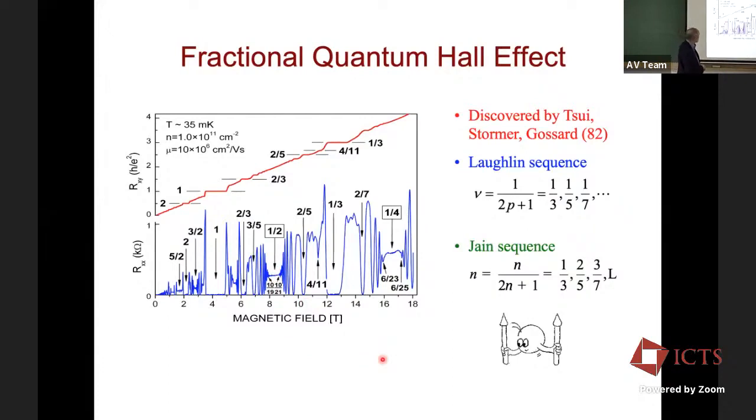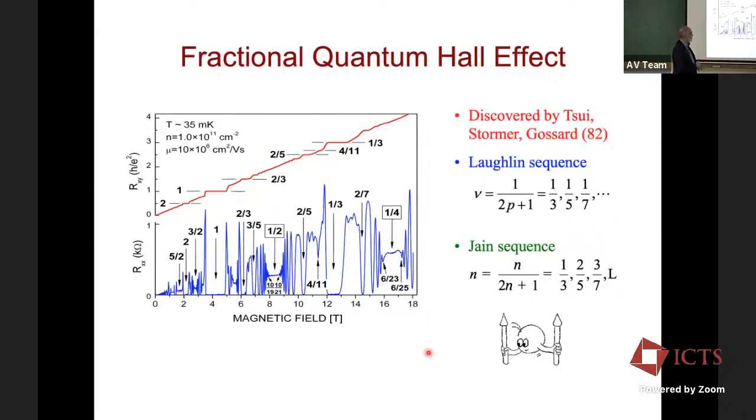Actually, the 5/2 that's written here is supposed to go to 0, but it doesn't in this sample because it's not cold enough. This is all very well understood in terms of the Laughlin sequence, which is nu over odd integers, 2p + 1, so 1/3, 1/5, 1/7. Those were described by Laughlin.